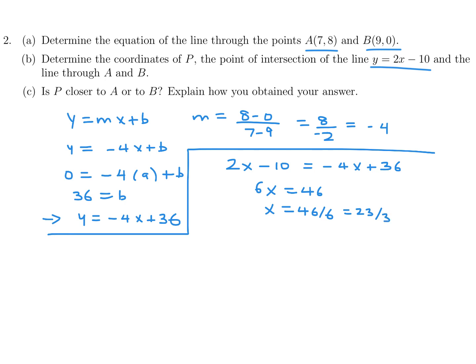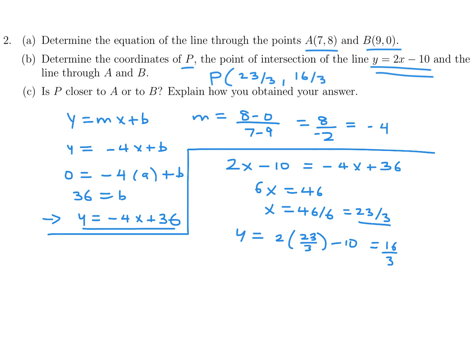Sub this back into either one of these equations, either this one or this one, and when you do, you get y is equal to 2 times 23 over 3 minus 10, and that is 16 over 3. So that point P that they're talking about is 23 over 3 for the x coordinate and 16 over 3 for the y coordinate.